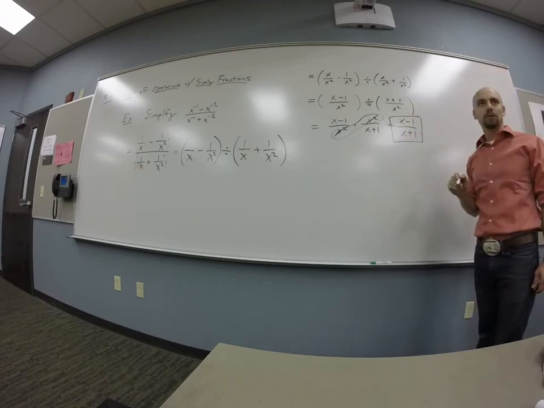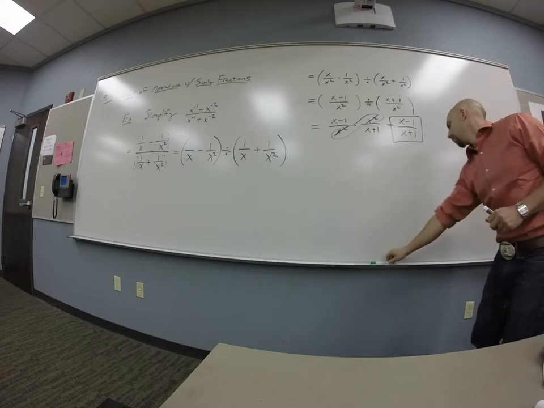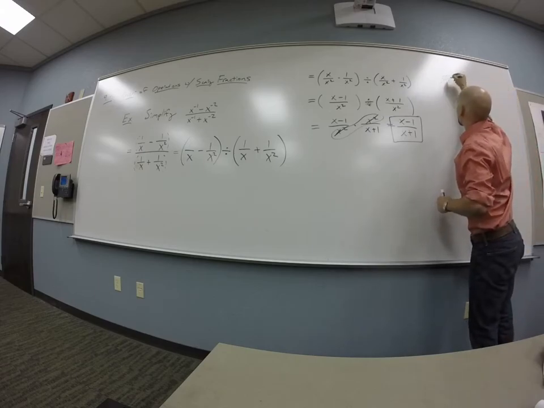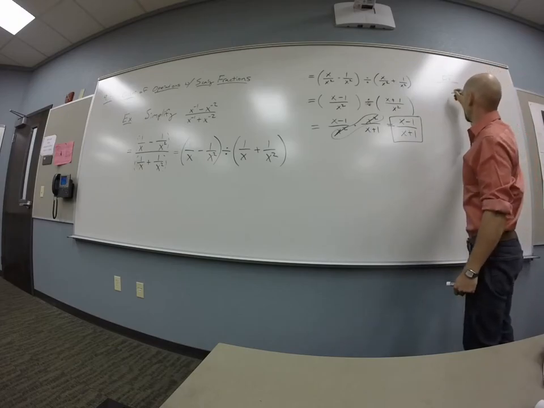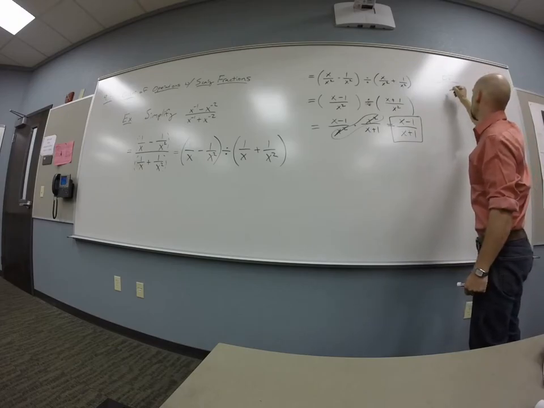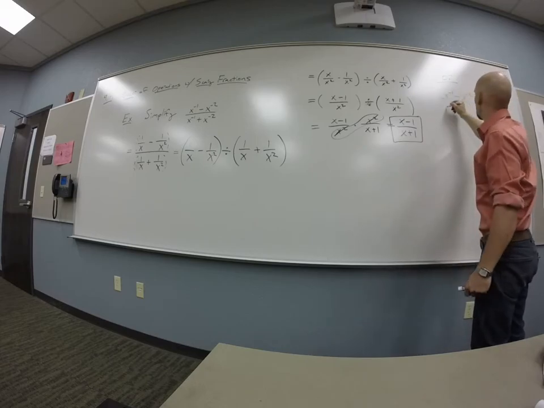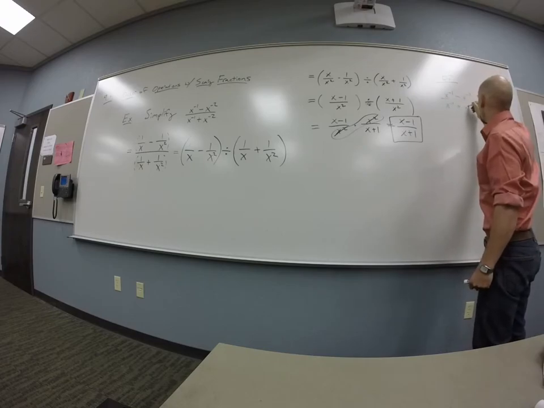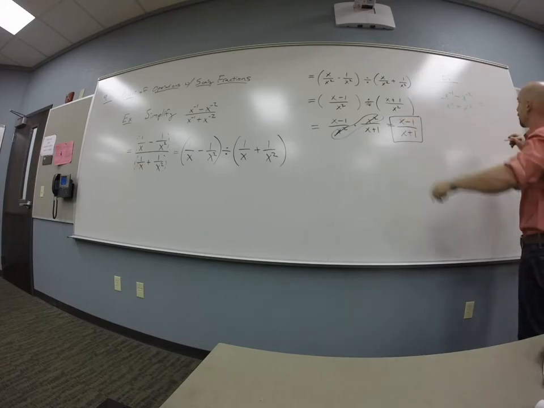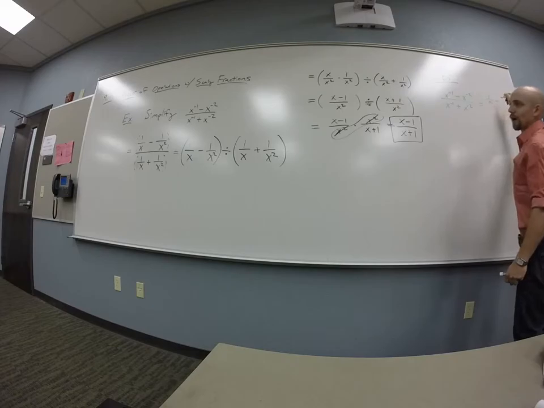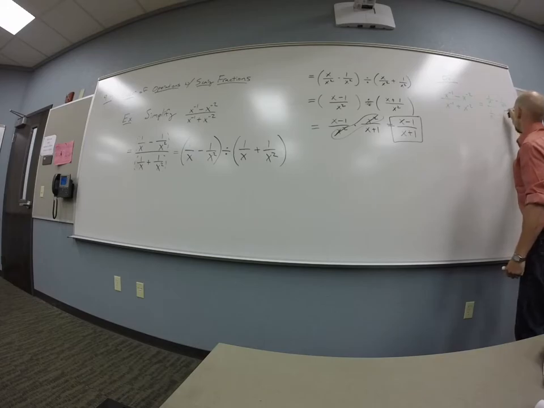You guys want to see a simple way to do this? Yes, please. Okay, so write it the first way. So I've got x to the minus 1 minus x to the minus 2 over x to the minus 1 plus x to the minus 2. So first things first, I rewrite as my first step: 1 over x minus 1 over x squared, over 1 over x plus 1 over x squared.